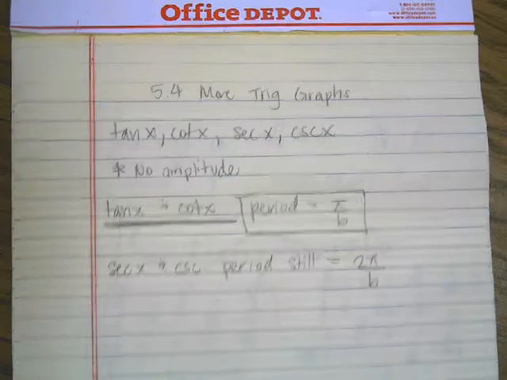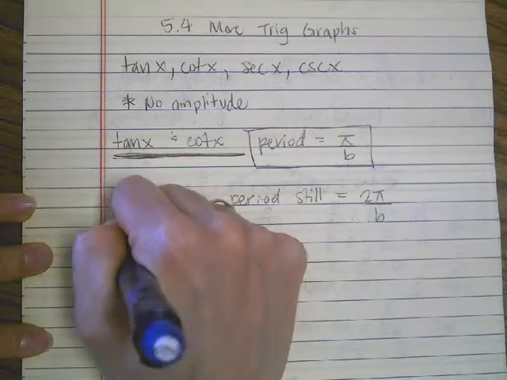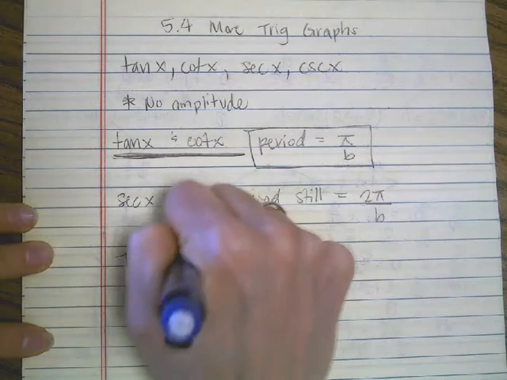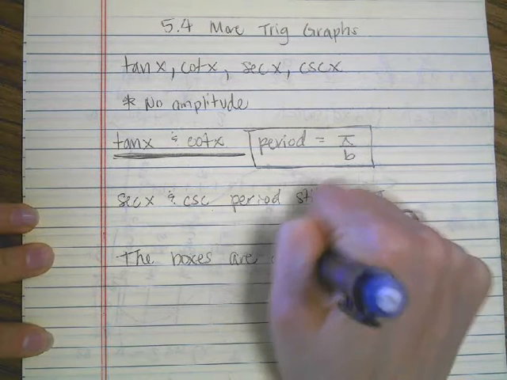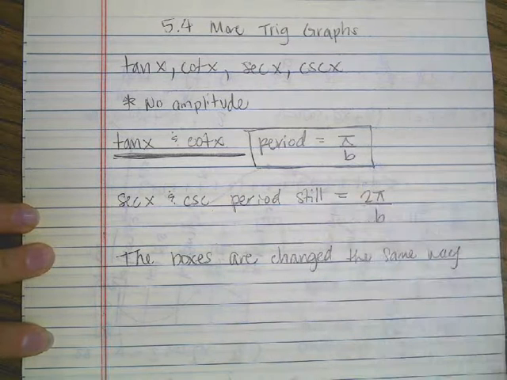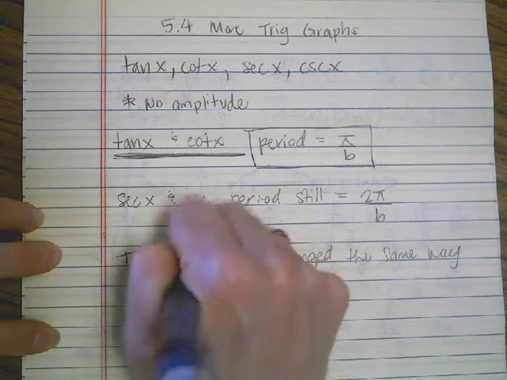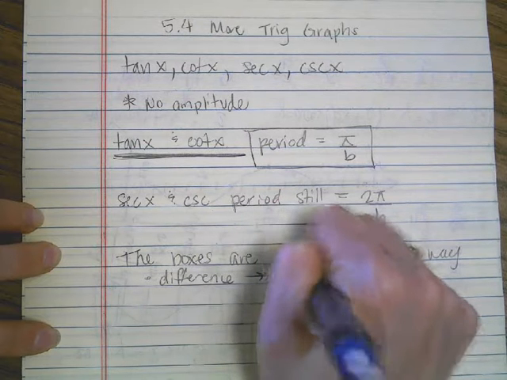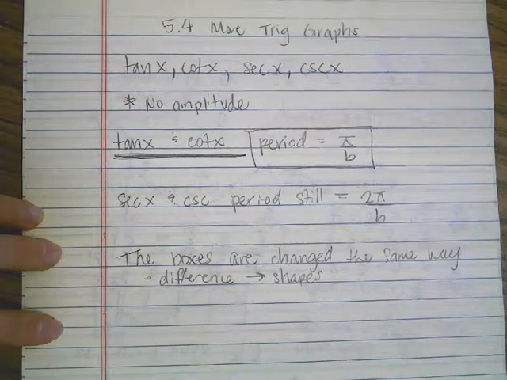What you need to know about these is this. The way you graph them, the boxes are changed in the same way. The only different thing is the shapes. So the difference, besides the period, is the shapes. So first I'm going to look at tangent.